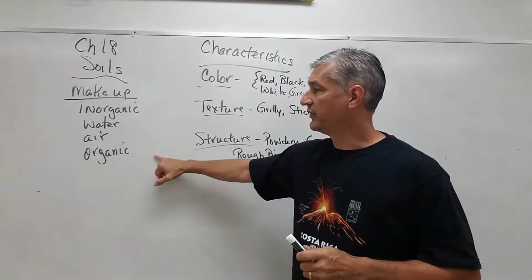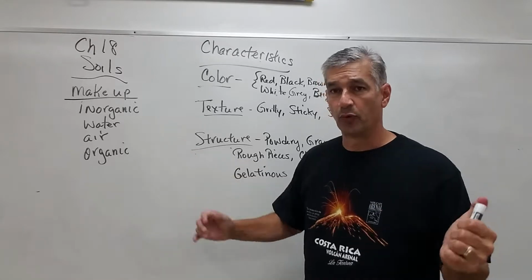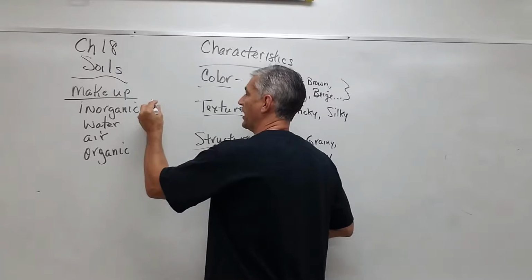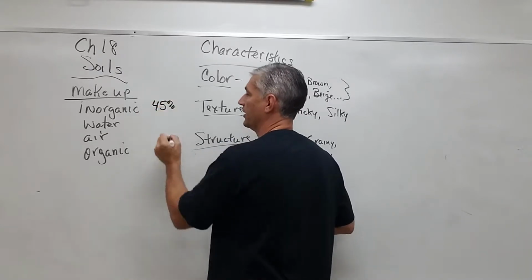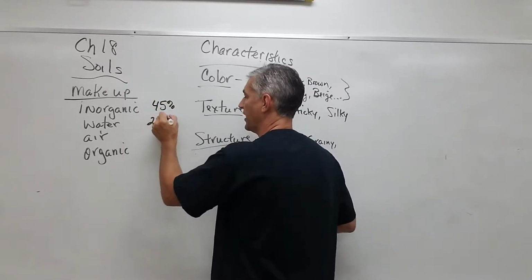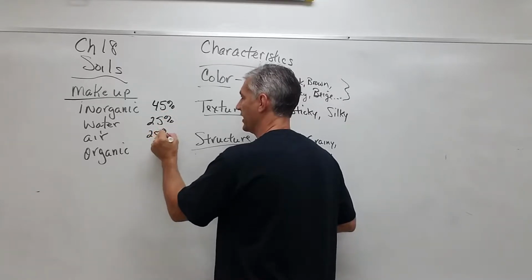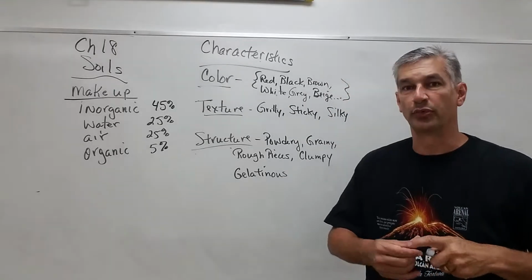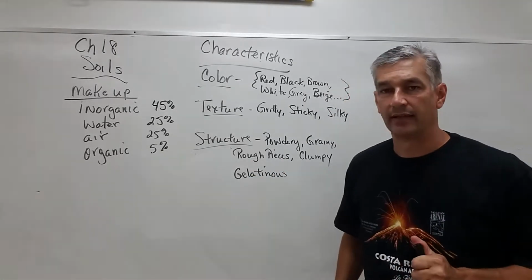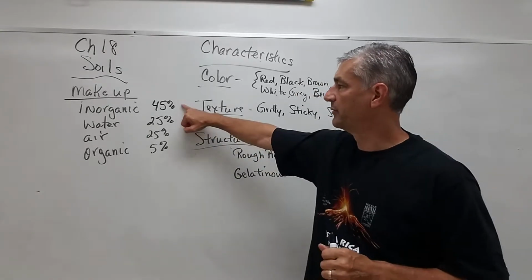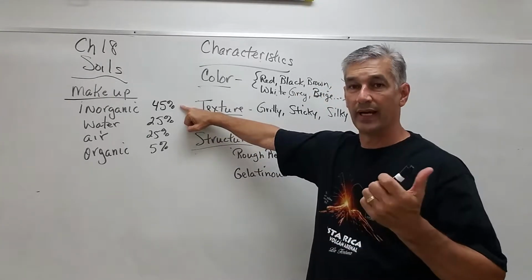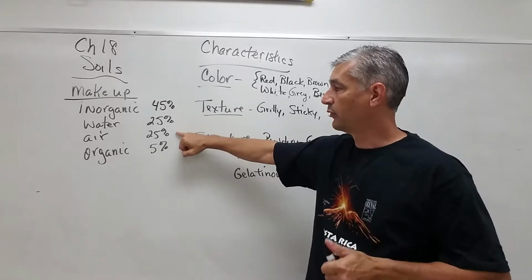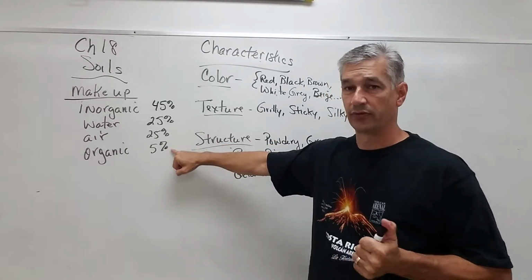The percentages of these change depending upon where you're at in the world. For the most part, the book talks about this being like a 45% inorganic, 25% water, 25% air, and 5% organic. Now this is just kind of a universal percentage. If you look at a desert, this is going to be much higher. Inorganic will go way up because it's mostly sand and dirt. Water will decrease dramatically, air will increase, and organic is virtually not there.